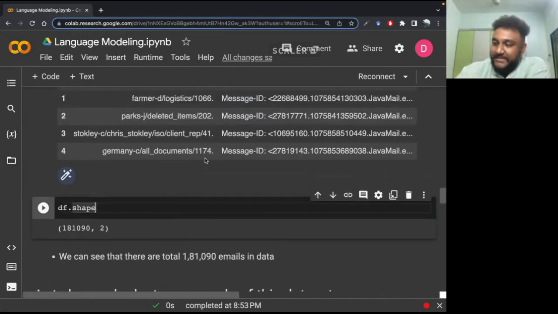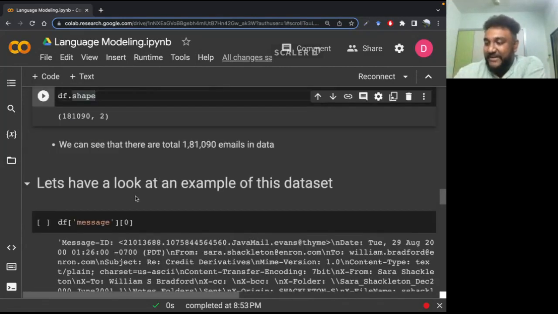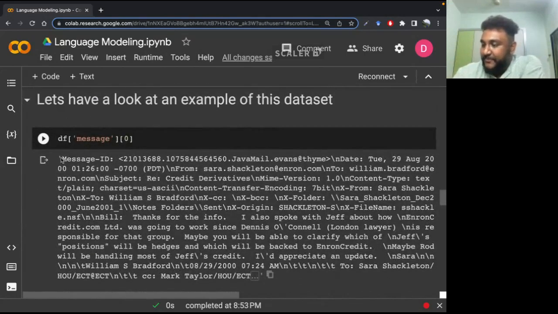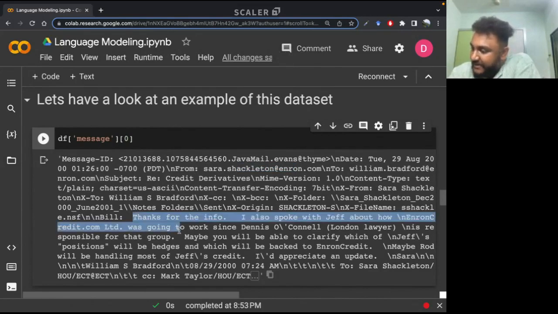For now, let us see the shape of our data frame. There are 181,000 emails in this data set. So there is no lack of data as such, right? We have no lack of data. Let's look at an example of this data set. So here we have message ID, blah, blah, blah, from so and so person to so and so person, all that, and origin. So the actual text of the email starts somewhere here, right?